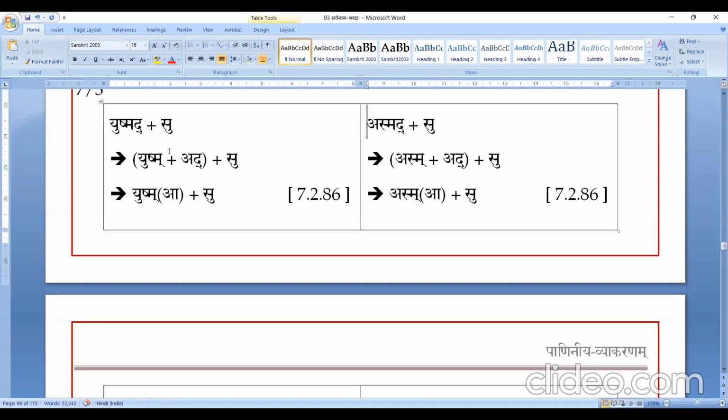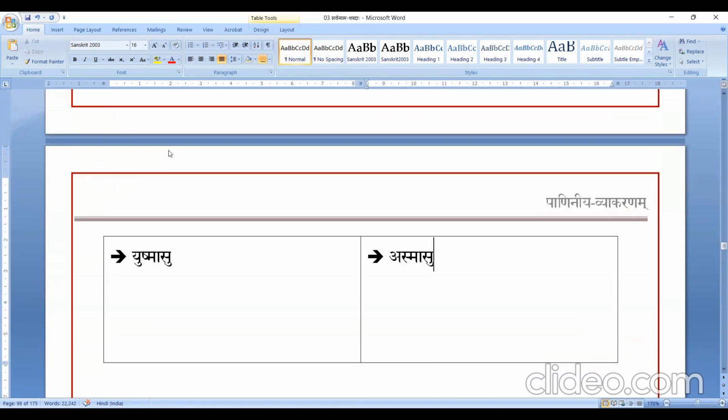Shattama also cannot happen. Similarly, Asmad plus Su becomes Dakara replaced by A. Therefore, Asma, Asmasu. For our understanding, I split this into two to show that Asma and Yushma don't undergo any change. Because it is Bahuvachanam, only with the Ekavachanam and Dvivachanam can some change happen. Dakara is replaced by Akara because the Adesha is Anadesha Vibhakti Pratyaya. Therefore, Akara is the Adesha in the place of Dakara, Alantasya. Therefore, Yushmasu.